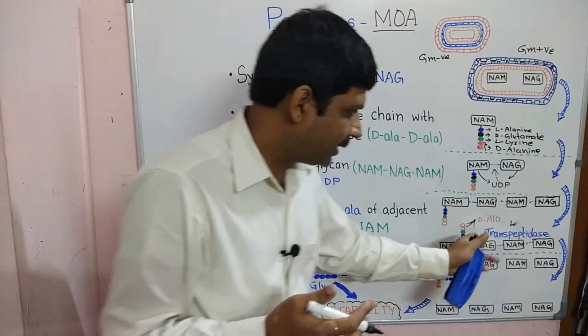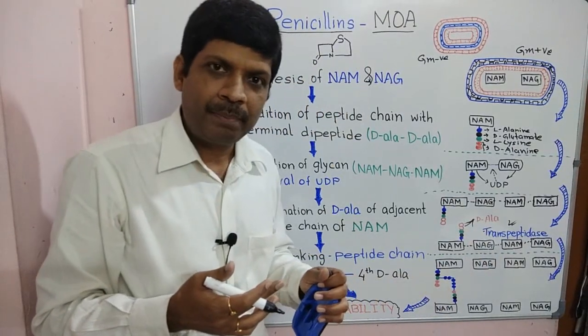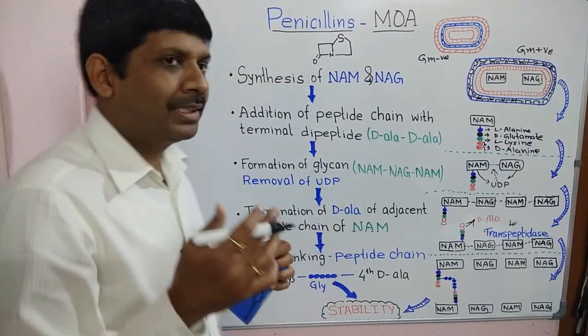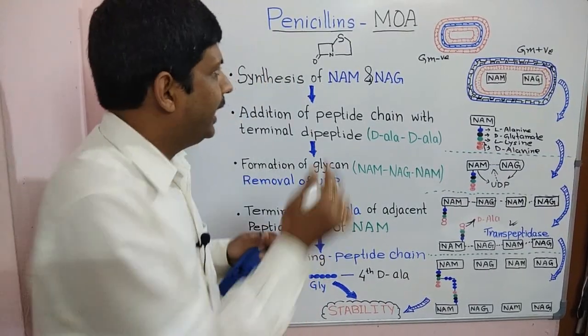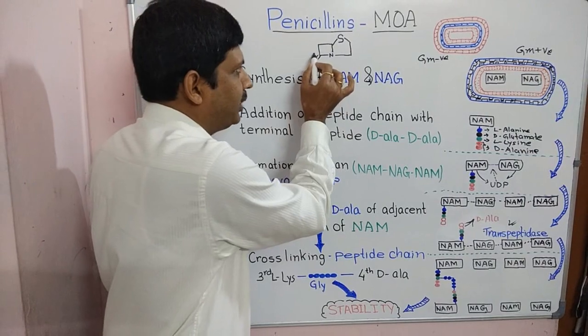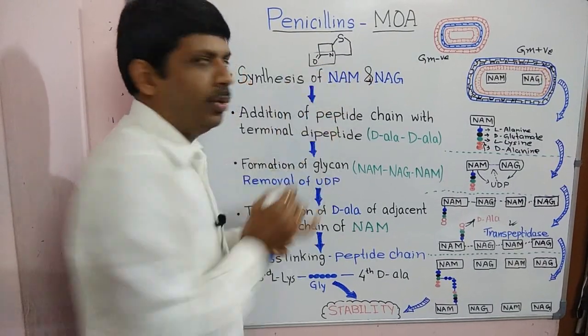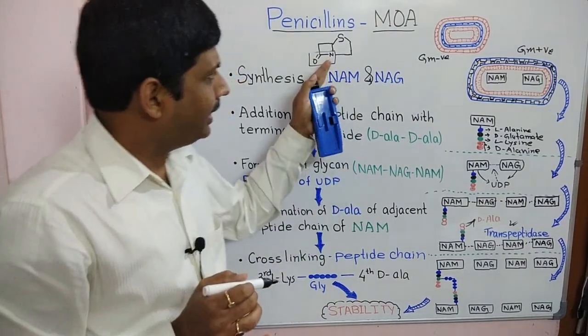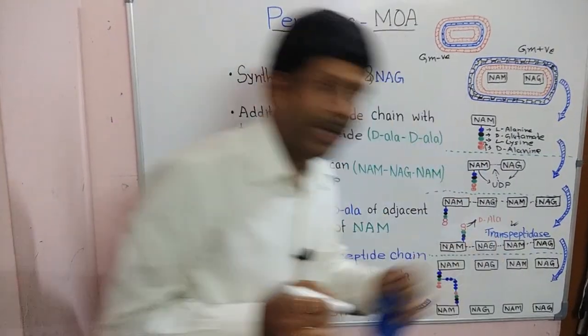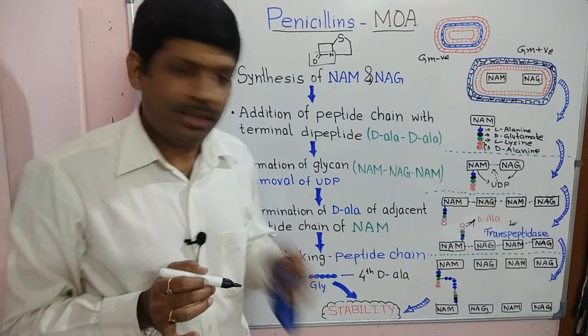Now how is this enzyme inhibited? There is an acylation process going on, in which there is a breakage of this CO-N bond of the beta-lactam antibiotic, and then it acylates the transpeptidase enzyme and thus inhibits it.